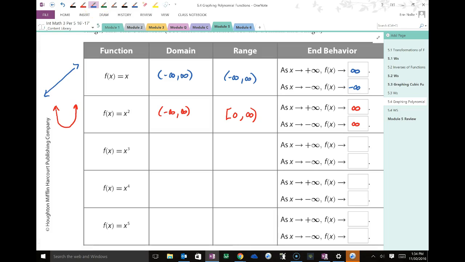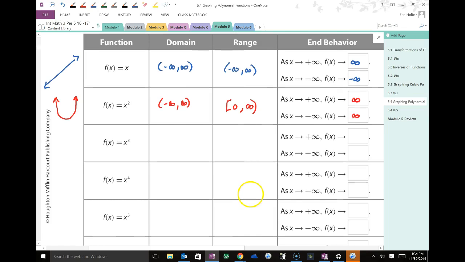Okay, ready for x cubed? What does x cubed look like? It's a John Travolta, right? So we're looking at now a John Travolta with his right arm up and his left arm down. What is the domain of the John Travolta? What are the x values? Good. We can put any number in and we will get something out.